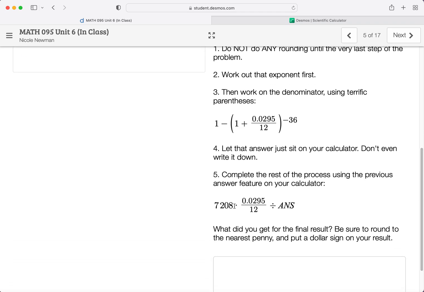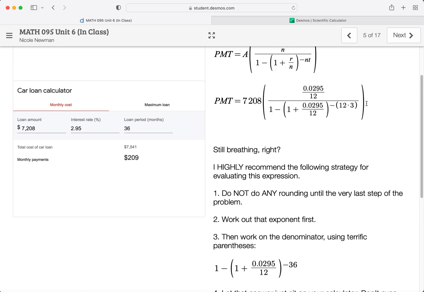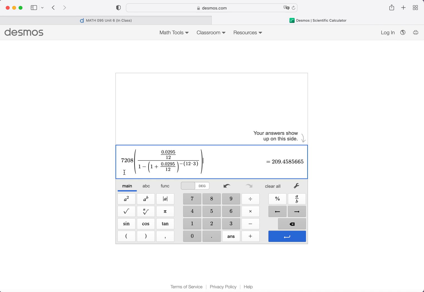So that's the instruction here. 7208 from the outside times the numerator and then divide by the previous answer. That's what that means. What do we get for the final result? Let's round it to the nearest penny and put a dollar sign on there. I am going to borrow this. Let me see if I can just copy this and put it into the Desmos scientific calculator with pasting. Paste. There's the answer over there on the right hand side.